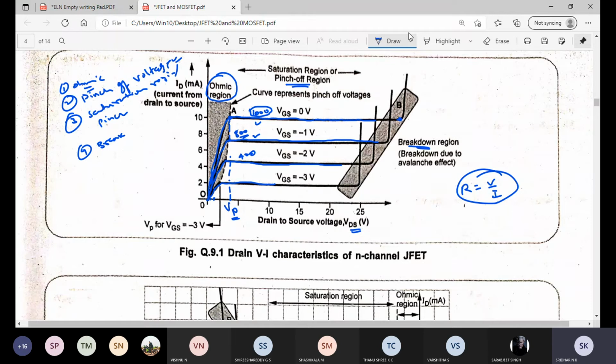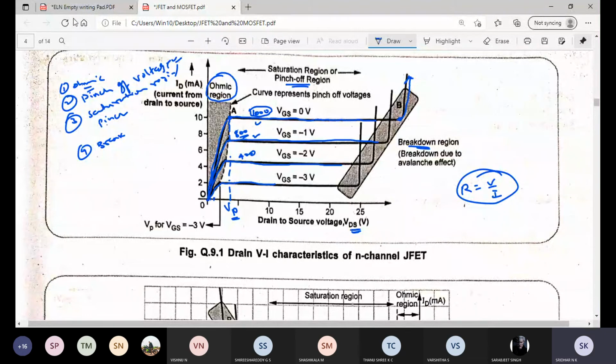Next, what is the breakdown region? If you further increase the voltage VDS, what happens? Avalanche breakdown happens, meaning the device will start breaking down, the current will start shooting up rapidly, and from there the device might get damaged. That is called the breakdown region. So these 4 regions you need to explain. Any doubt in this?